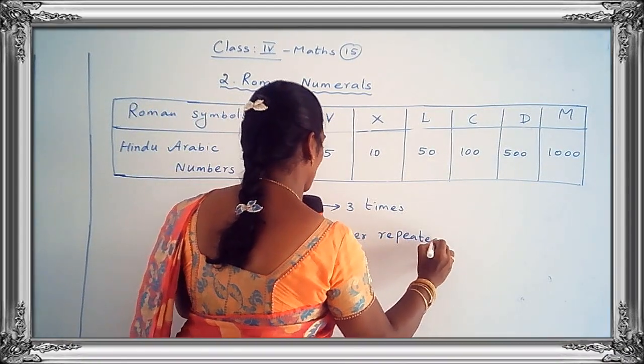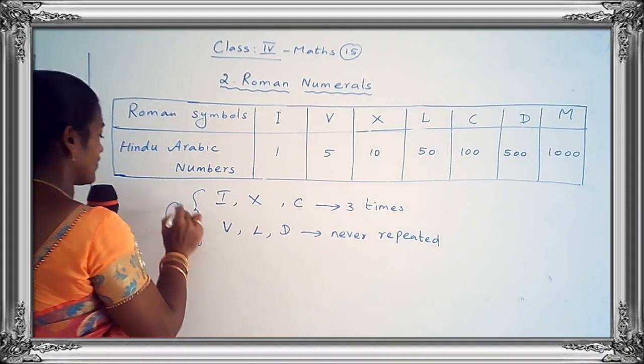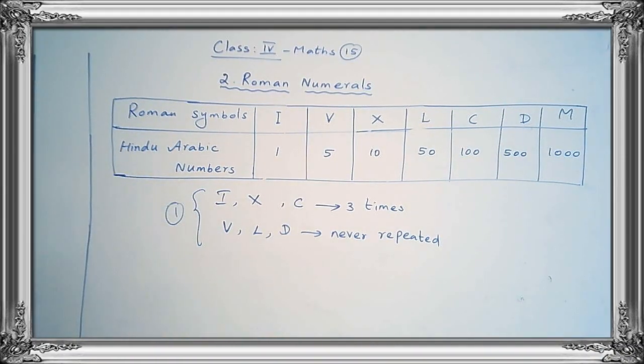This is the first rule. Your first rule is the symbols I, X, C are repeated only 3 times, but V, L, D are never repeated. Okay children, this is the first rule.